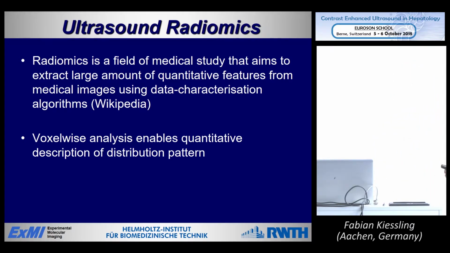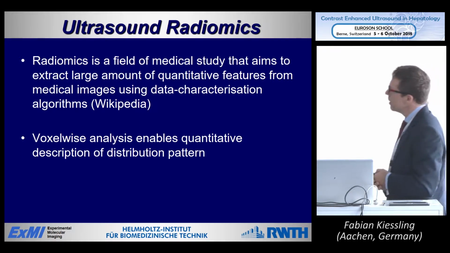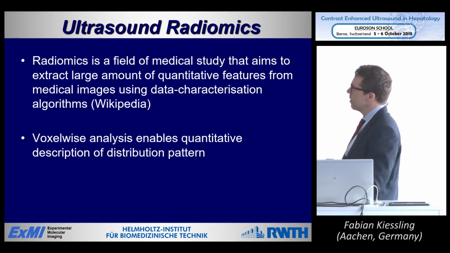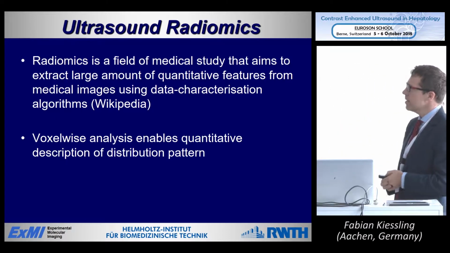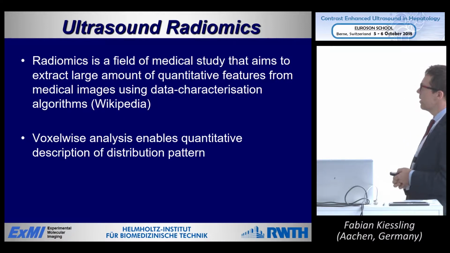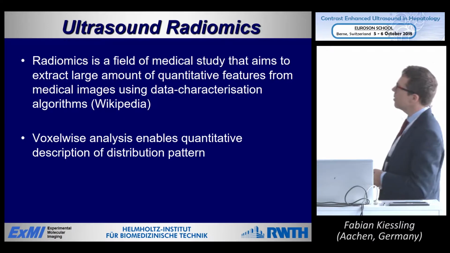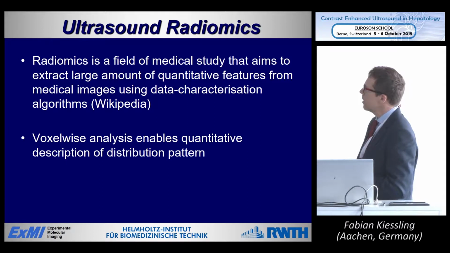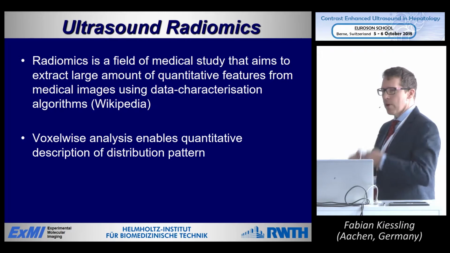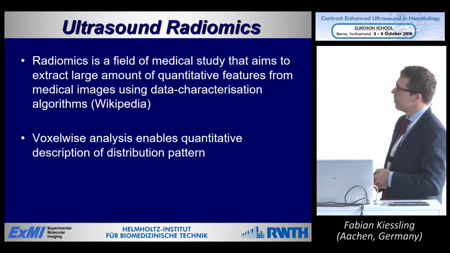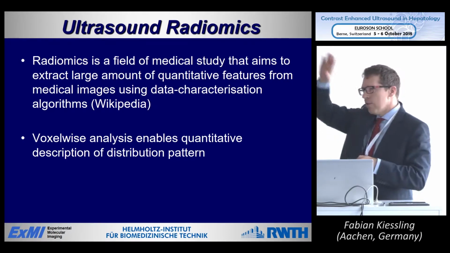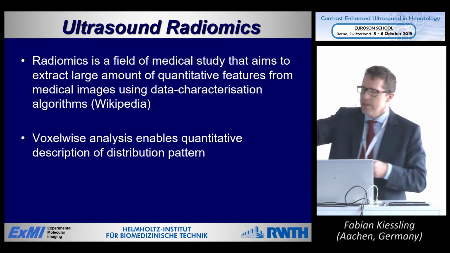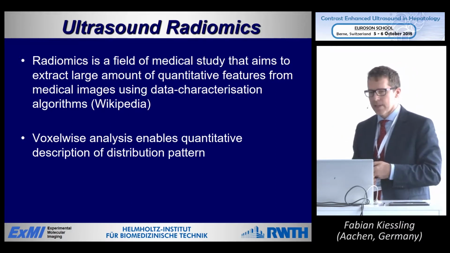There are hardly radiomics papers about ultrasound yet, but I may briefly give you the definition of radiomics, how it is described in Wikipedia. They say that radiomics is a field of medical study that aims to extract large amount of quantitative features from medical images using data characterization algorithms. So that means that we use all the computer power to analyze these images. And for that purpose, here we need to go from a whole region of interest analysis more towards a pattern analysis to a voxel-wise analysis.